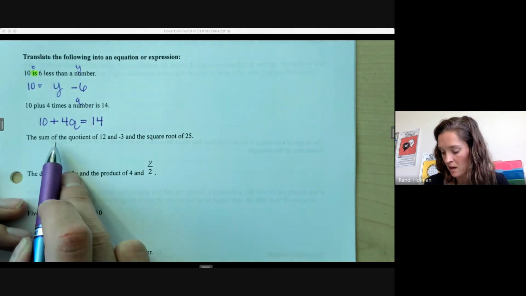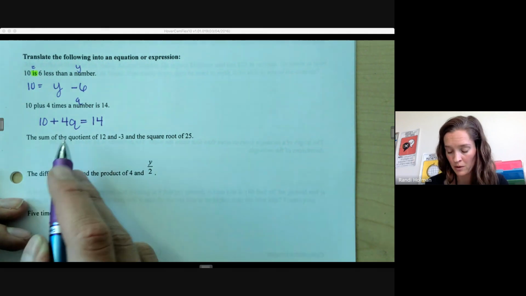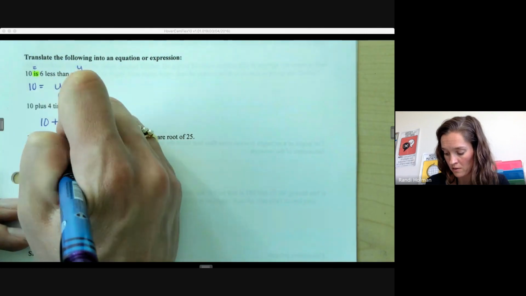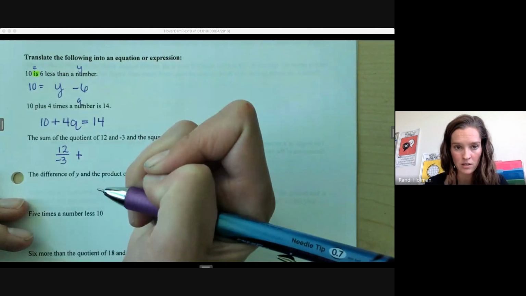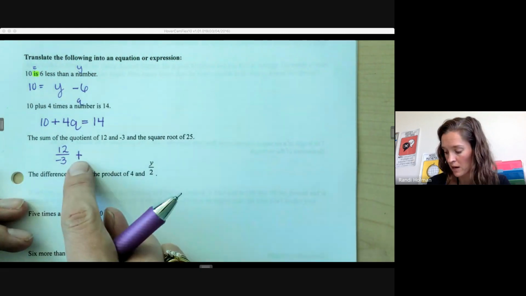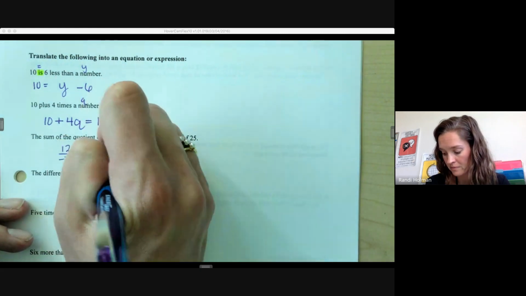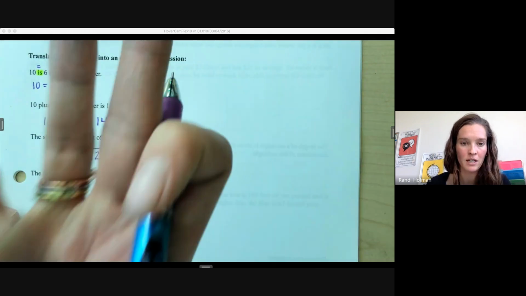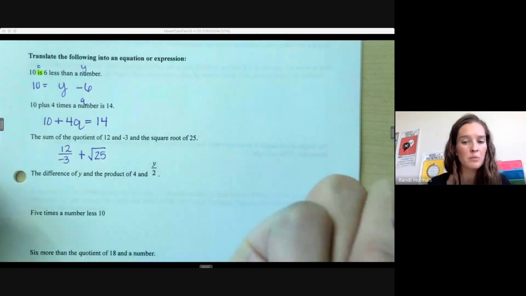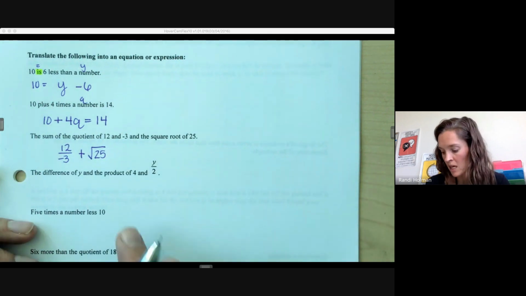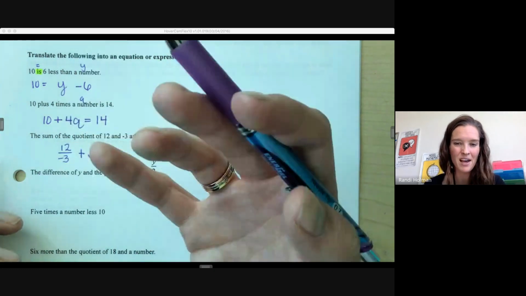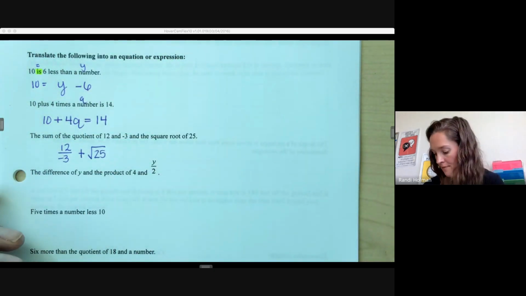The sum of, so we're thinking, what are we adding? We're adding 2 things. The quotient of 12 and negative 3. So 12 and negative 3 we're dividing, quotient. And so that's what else we're adding, the square root of 25. Okay, think about your order of operations. Sum is going to come after we do the quotient, after we do the square root, so we don't have to do anything different there to say, do this first, do this first. You can put parentheses around them, but it's not going to matter. And we're not doing anything to the sum. So I know we said use parentheses, but we're not doing anything after that. So you can have them there. You don't need to have them there.